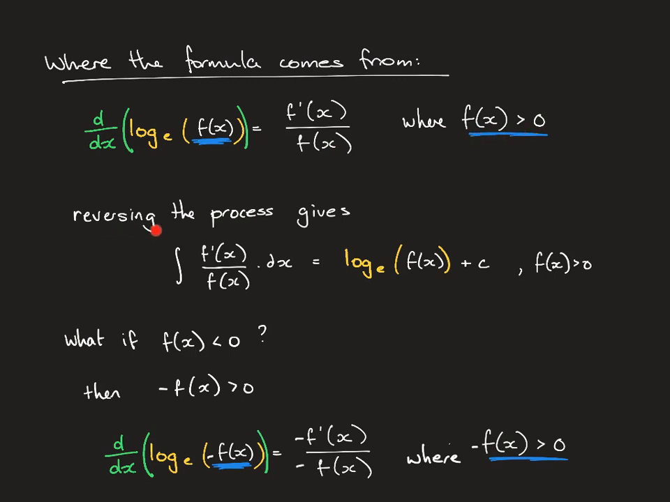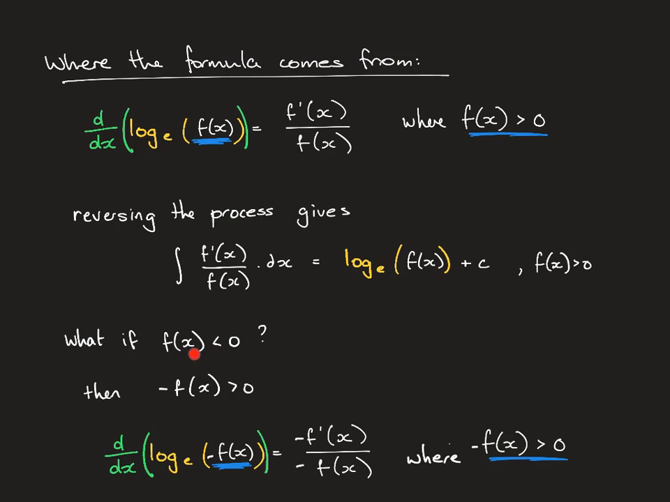So if we reverse the process and we integrate both sides, the integral on this side will undo the derivative. We'll get back to this function, see it here, plus our integration constant. So our integral of the derivative over the original function is our log function plus c, making sure that our original function f(x) is greater than 0.